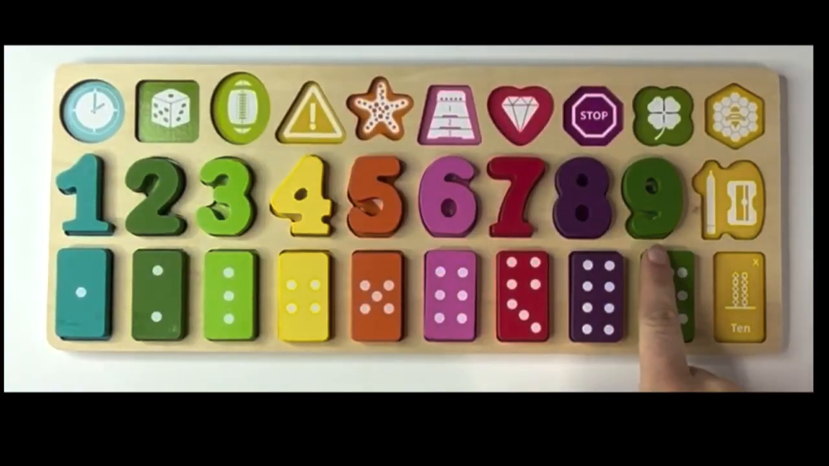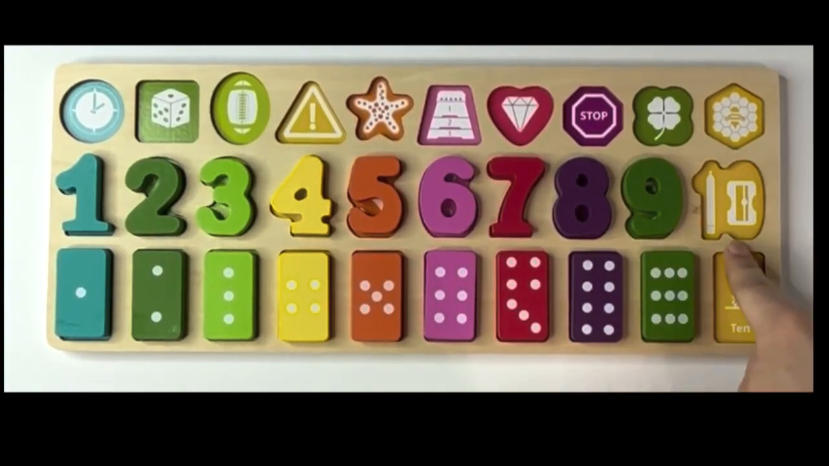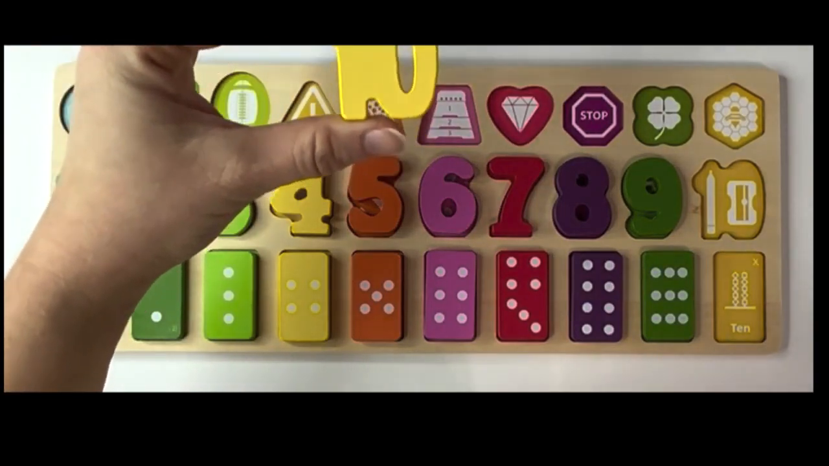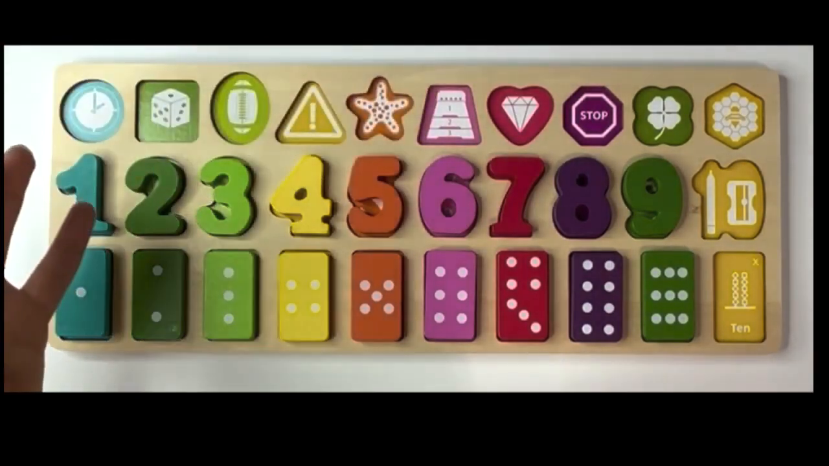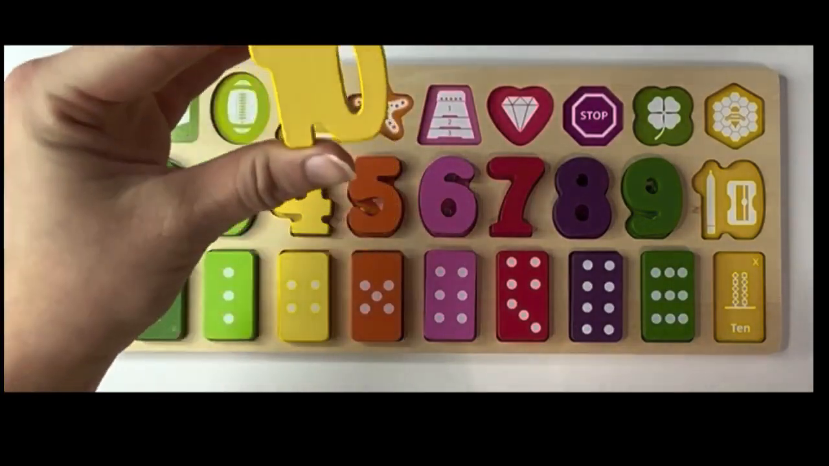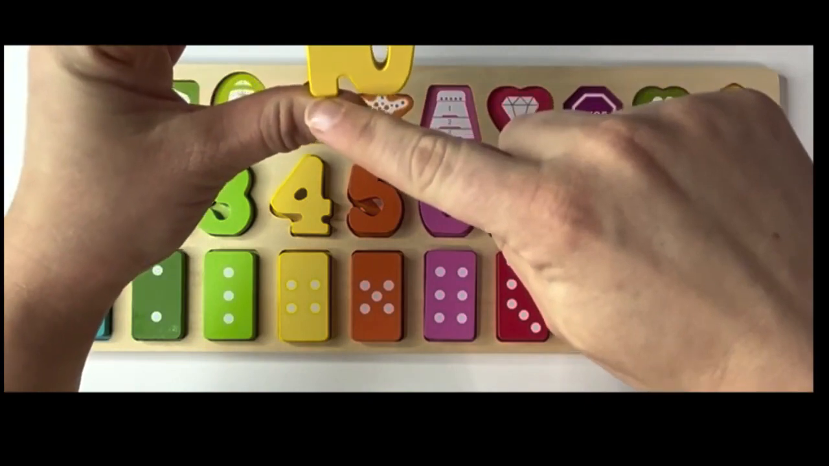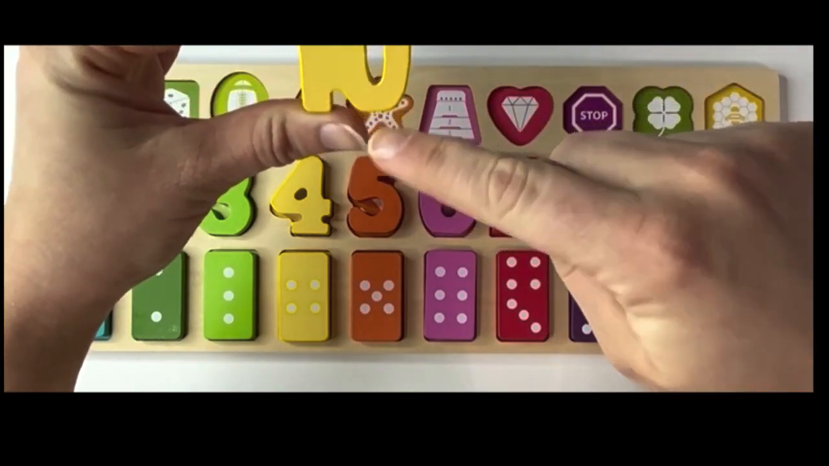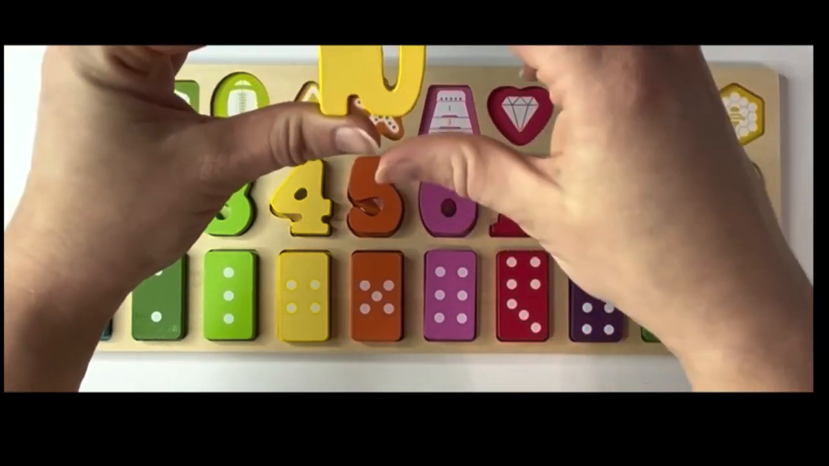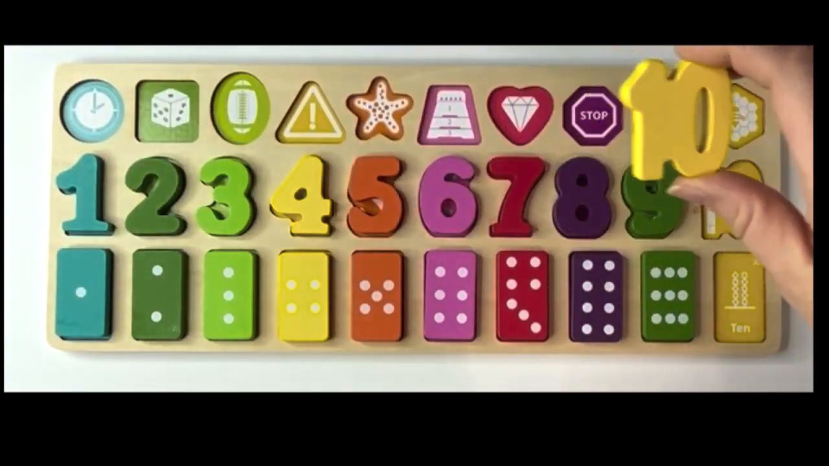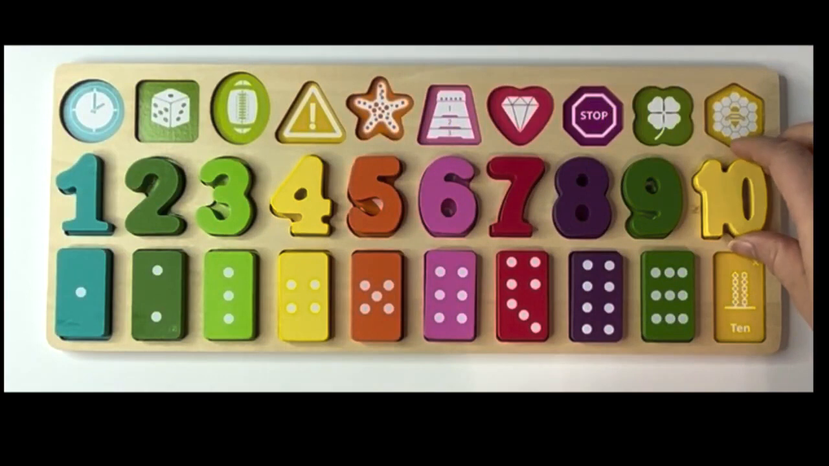What number comes after 9? 10. That's right. If we were to look at the number 10, it would look just like this. And look, it's different than all the other numbers before it because it has 2 numbers in it. First a 1 and then a 0. This is 10. Can you say it with me? 10. And our 10 goes right here.